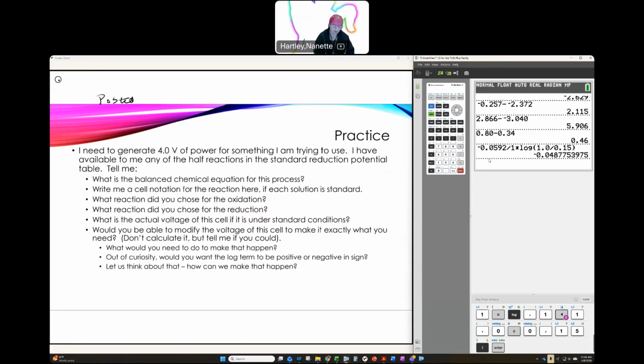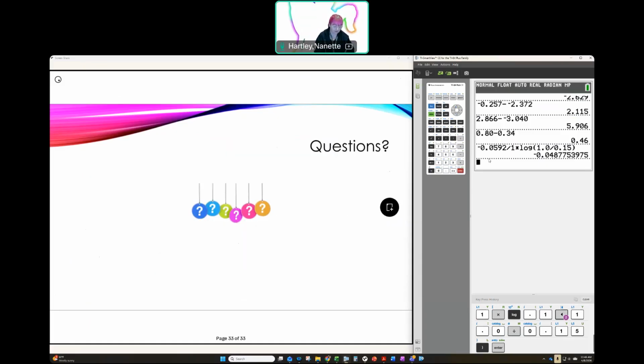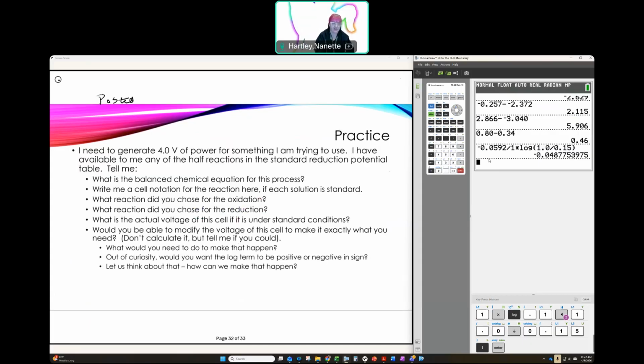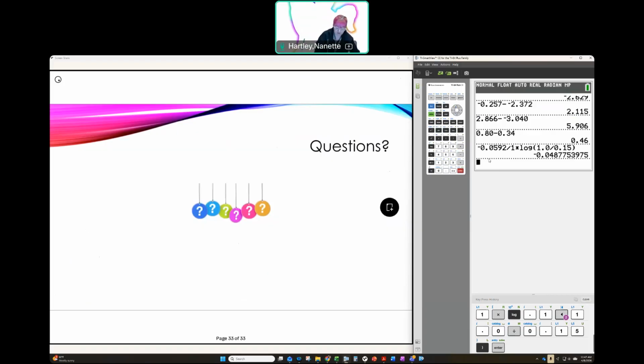So any questions? By the way, this will not be a test question. This is meant to push your understanding so that you can see those connections in a clear way. So that's the idea. Any questions, comments, problems?